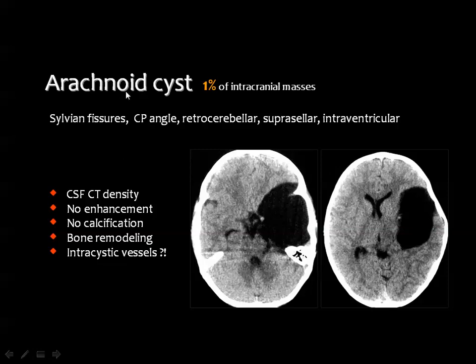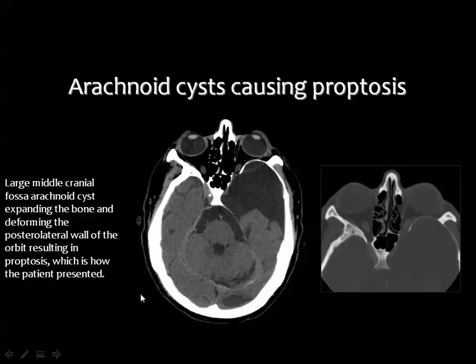Being an arachnoid cyst containing CSF, it should show CSF density on CT images and CSF signal on MRI images. It will not show any enhancement in both CT and MRI. No calcium occurs in this particular type of cyst, and being a benign, long-standing lesion, it may cause some sort of bone remodeling, especially in the region of the greater wing of the sphenoid. Then intracystic vessels, I will just mention it in a moment.